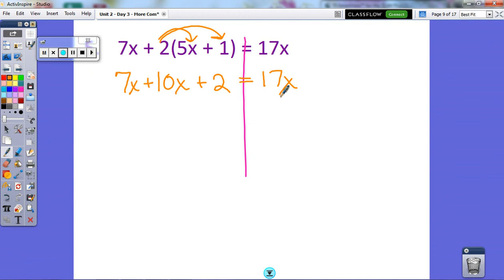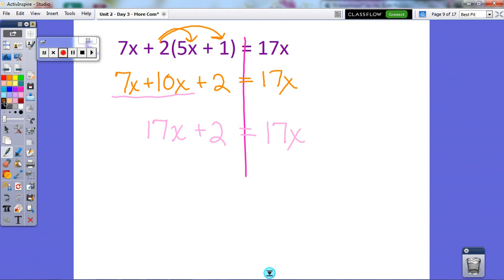And I'm bringing the other side down. Now, I distributed. Is there anything I can combine? Well, yeah, if I look here on my left-hand side, 7x plus 10x, I can put them together. 7 plus 10 is 17x. Bring down the plus 2 is equal to 17x.